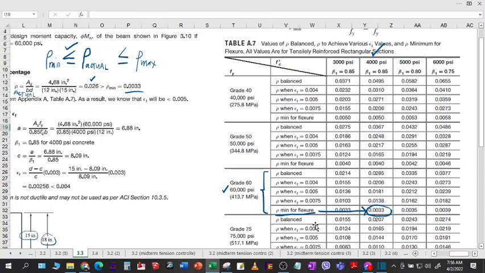How about for the maximum? To determine the maximum value of the steel ratio, we look at this table again. The maximum value happens when the tension strain in steel is 0.005. Below that, it will no longer be tension controlled, but above that, it will still be tension controlled. So, what is the value? The value is 0.0181. That is your maximum.